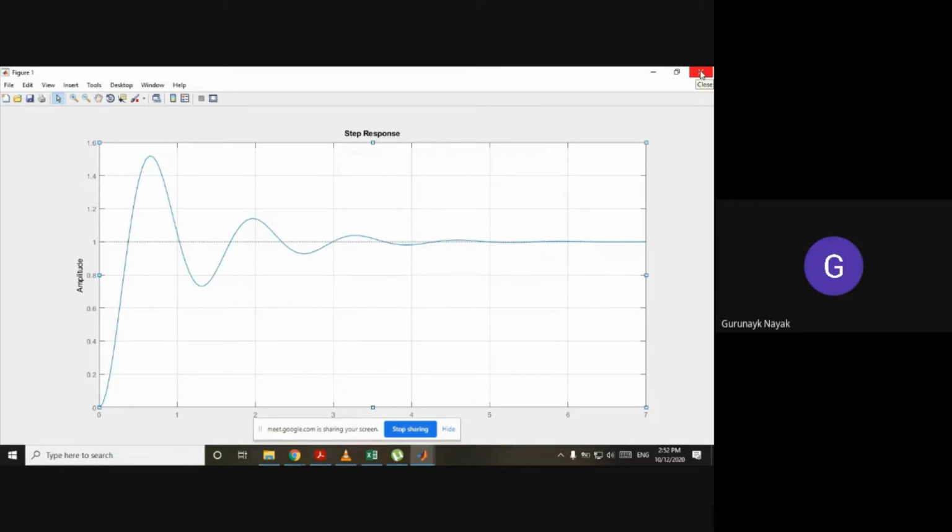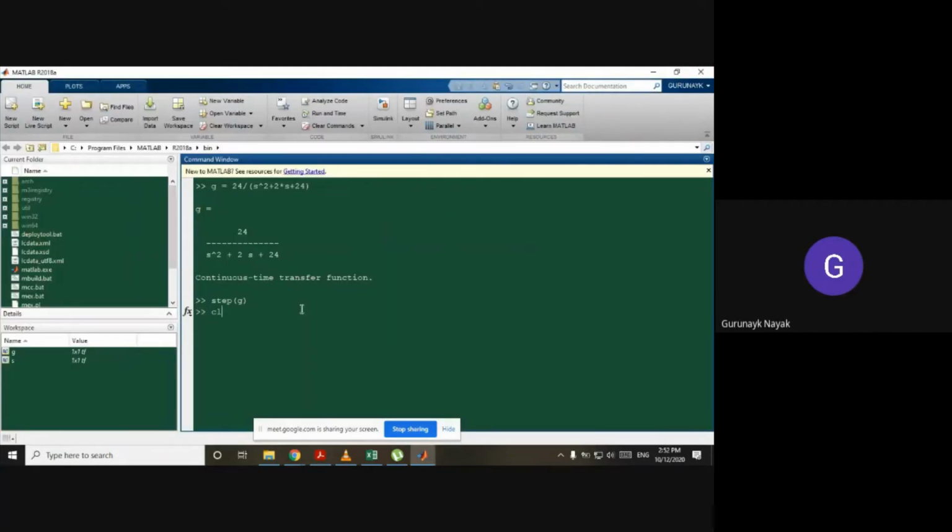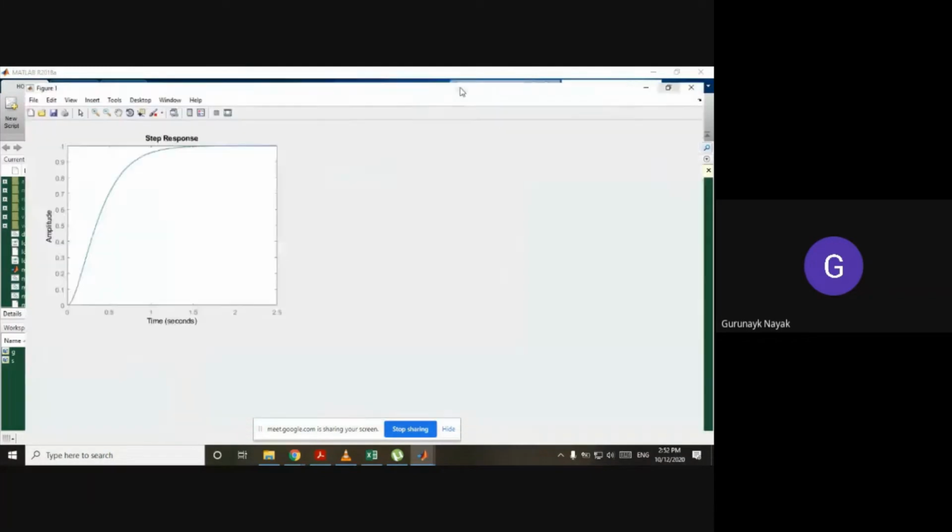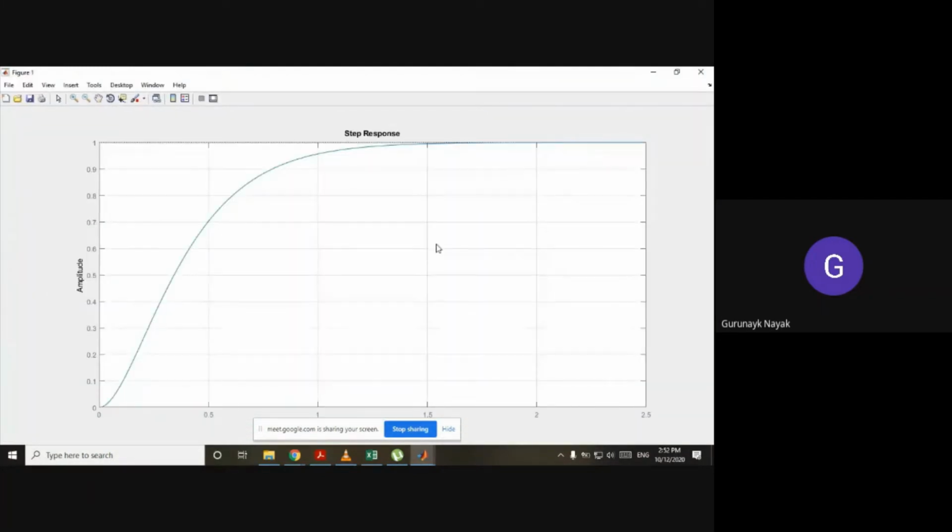Okay. And the last scenario, what was G equal to 24 divided by s square plus 9.78 s plus 24. Any guesses here how the response may look like? Let me run it. So we got the response.